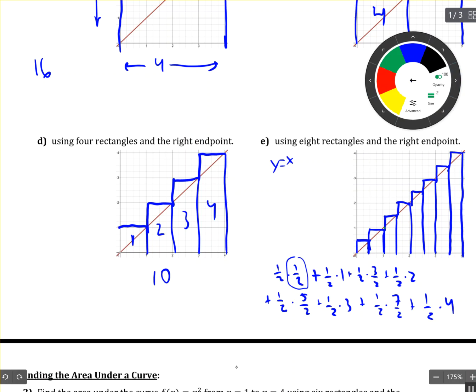The right endpoint on this one here is equal to 1, 1.5, 2, 2.5, 3, 3.5, 4. And so that's where all those values came from.